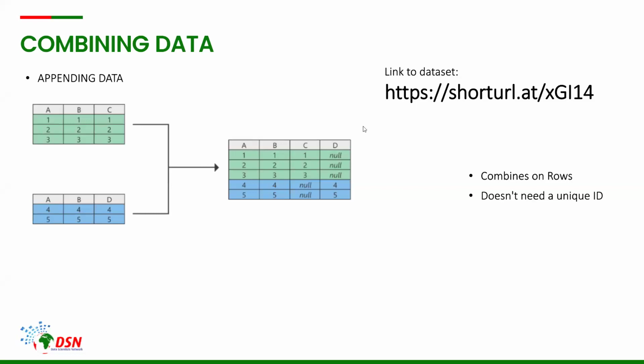In appending, you don't need a unique ID. So what do I mean by unique ID? When you are trying to join your data sets, you have to look at a column that you can join on, in the sense of what is the thing that they have in similar. You have a table here, you have another table. What is the similar factor between the two tables? That is called a unique ID.